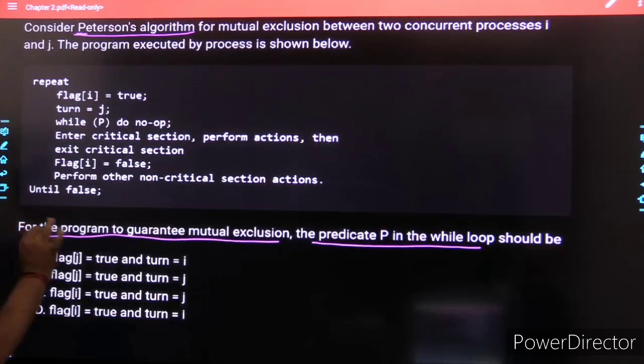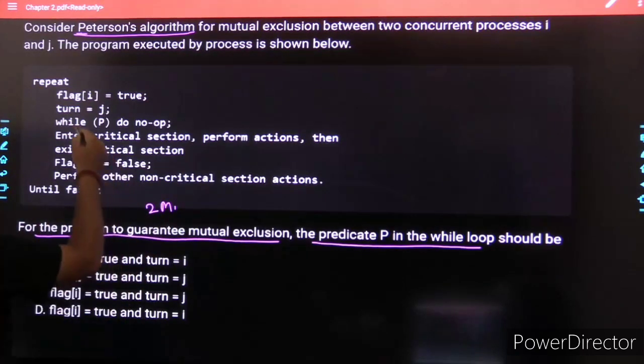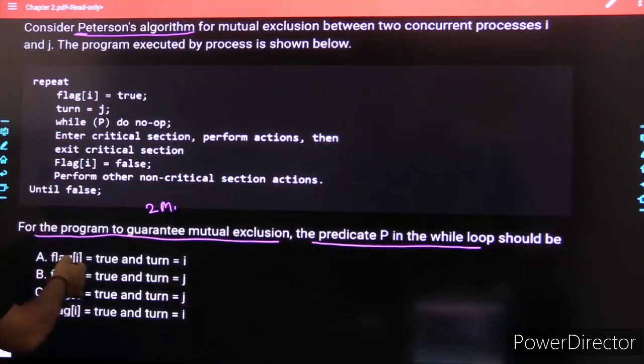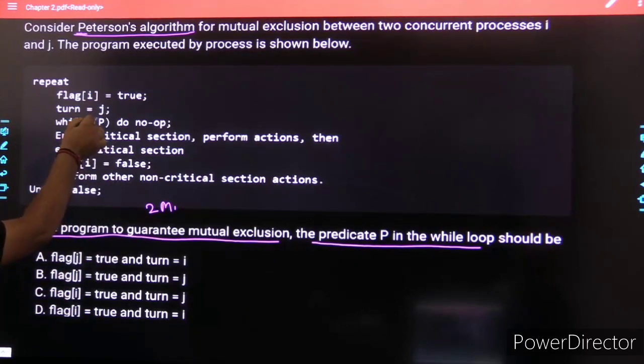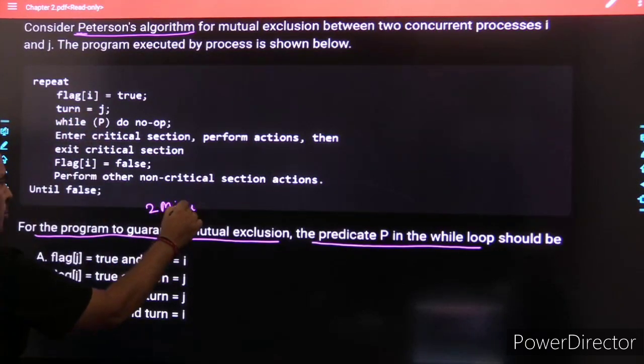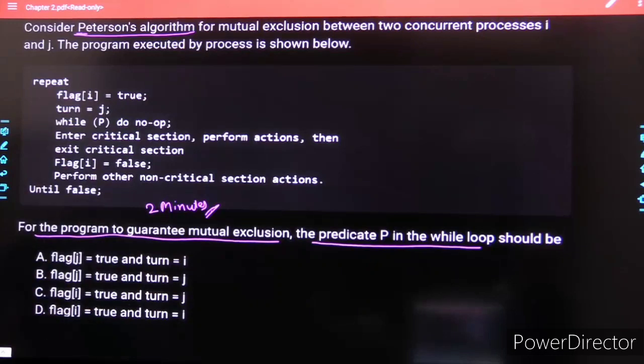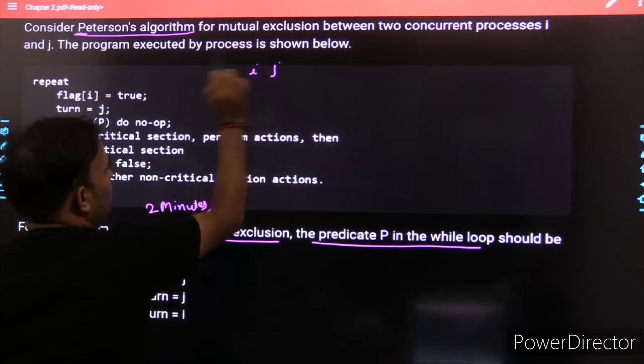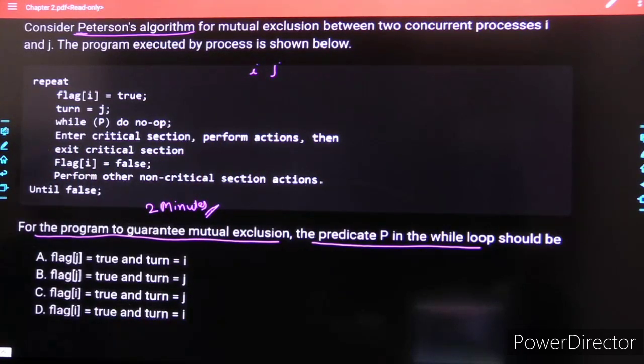So I am giving you 2 minutes here, guys. If you execute this code line by line, then you will get what we need to put here in this while loop P part. So I am giving you 2 minutes. Try to recall by yourself. Understand, here we have two processes, I and J. Suppose I is interested. Here they are using flag. As I told you, either you can use a flag or an interested variable. So they are using flag. Flag means interested process. So two processes, I and J. Try to execute this.